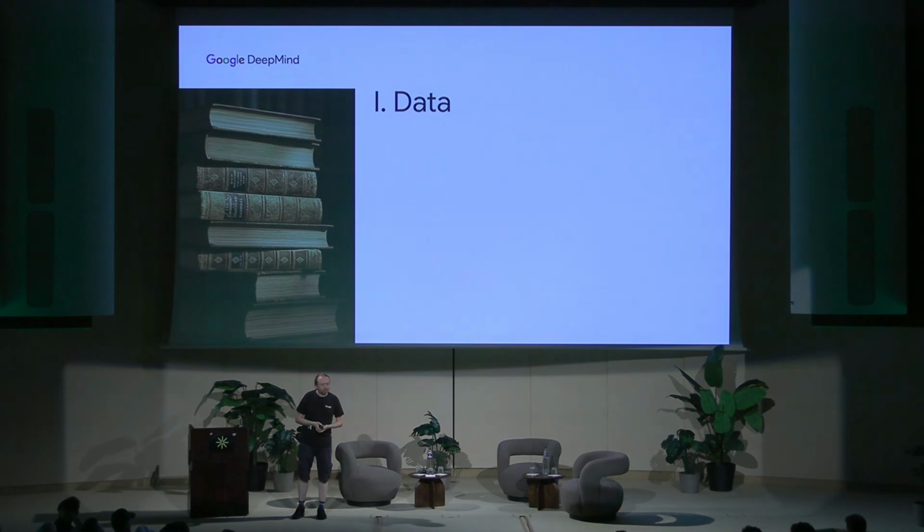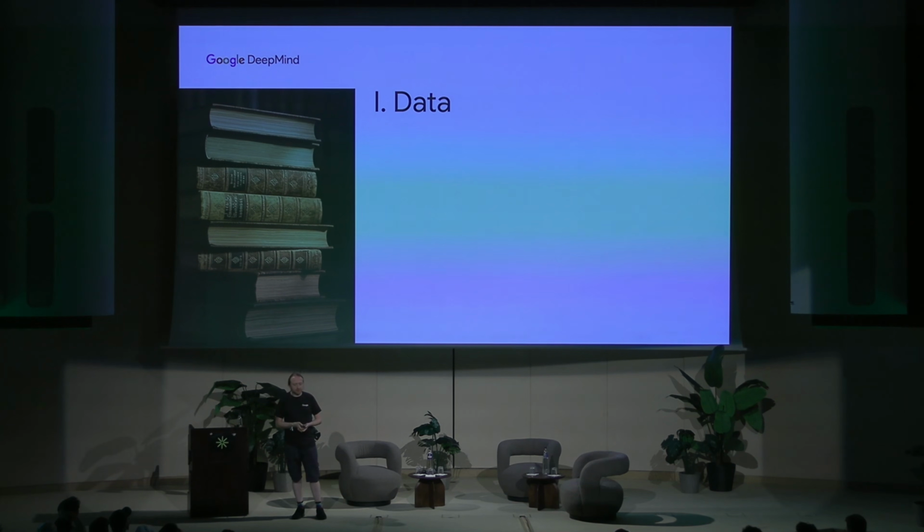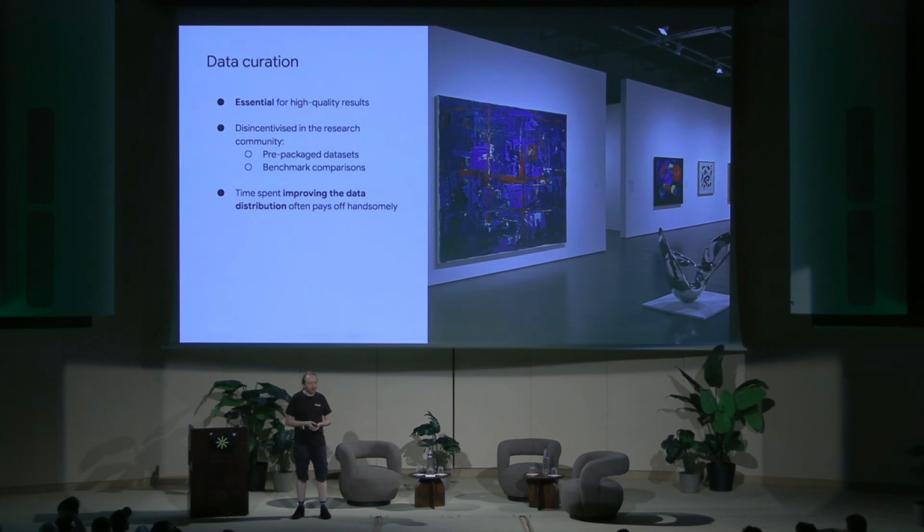So let's start with data. That's where it all starts. Obviously, data curation is a very important aspect of all of this, to the point where time spent on making the data better is probably better spent than trying to make the model better, trying to tweak the model architecture, things like that.